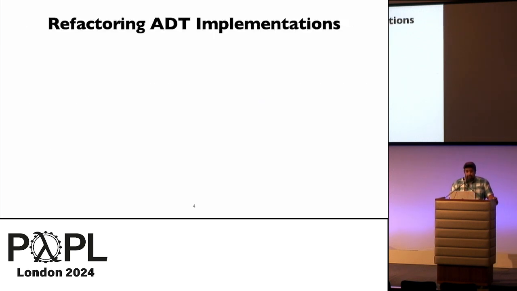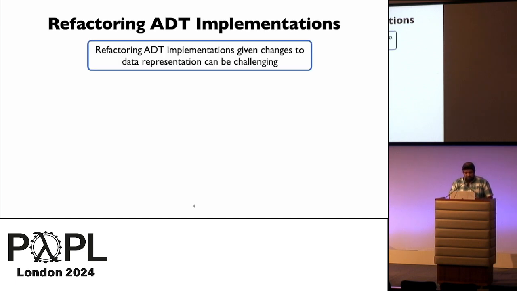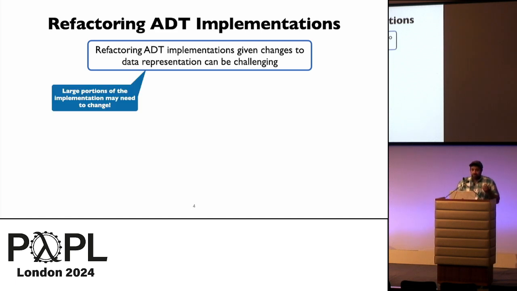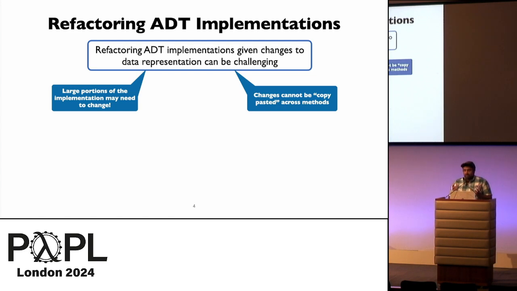And this leads to the main challenges when it comes to actually refactoring the data representations of an ADT implementation. When we change the data representation, large portions of the implementation may need to be changed. And these changes oftentimes cannot just be copy and pasted across the different methods. So that makes it a challenge when it comes to refactoring.